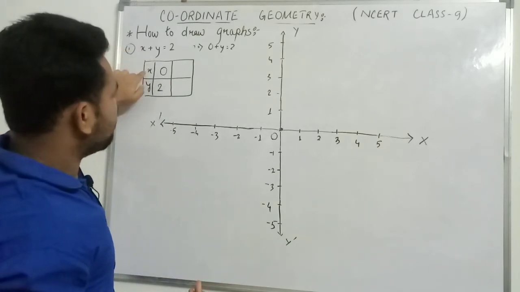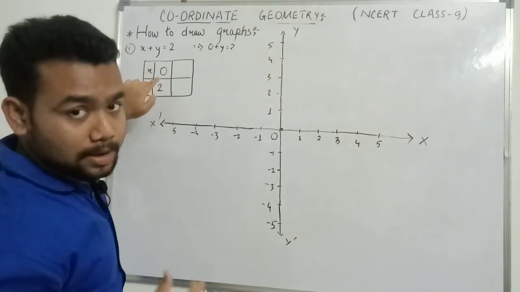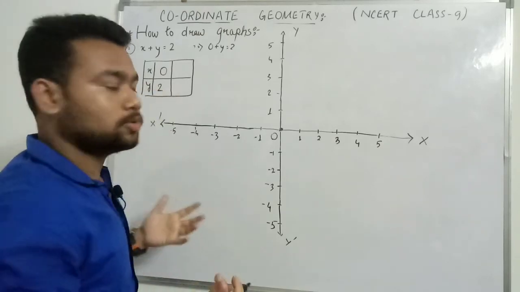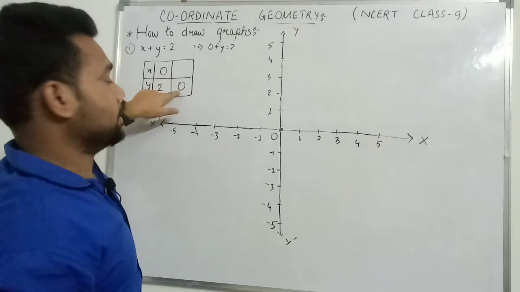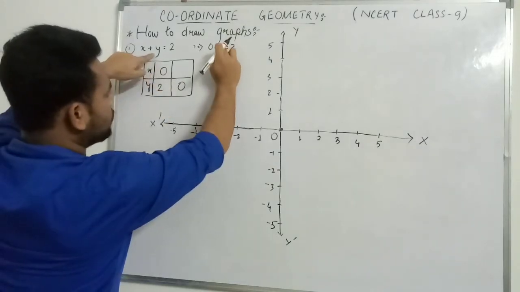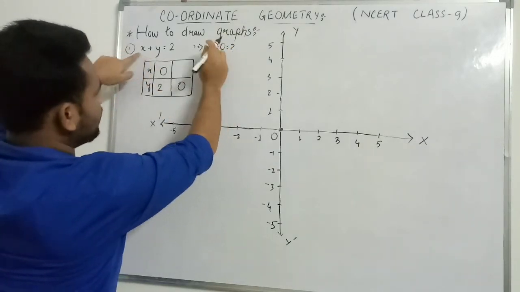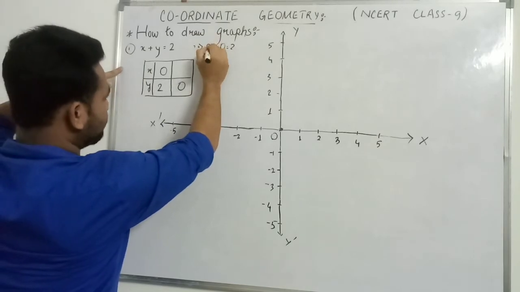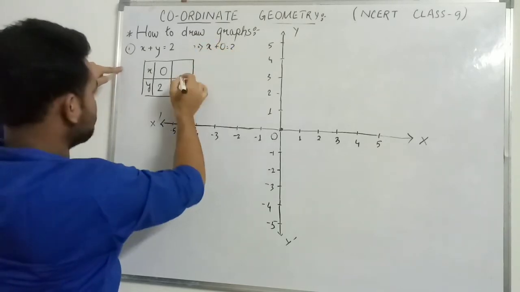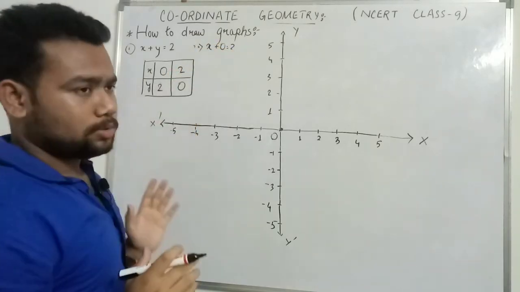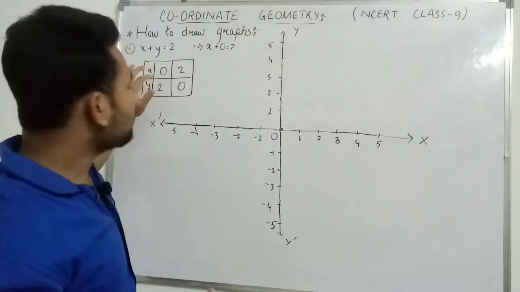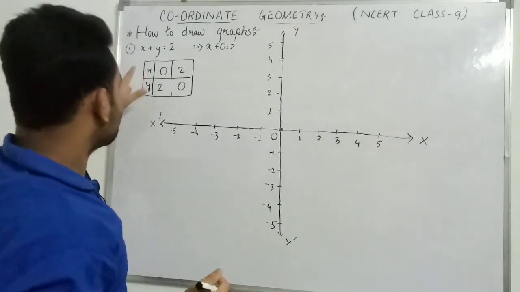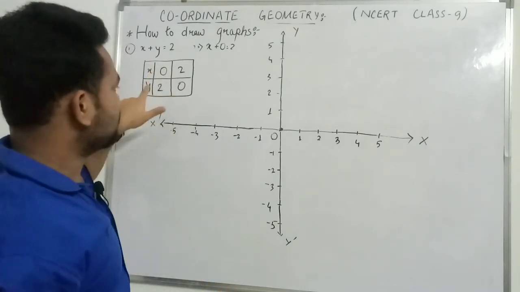Secondly, अभी x का value 0 put किया था, अभी आप लोग क्या करेंगे, y का value 0 put करेंगे, अभी क्या है, y का value 0 put कर दिया, तो if y is equal to 0, then x will be what? X will be 2. Got it? Means you need to do what? You need to just put the value x equal to 0 once and then y equal to 0 once. You got two coordinates if you observe it.